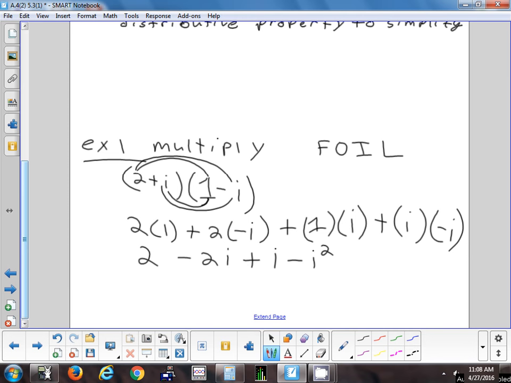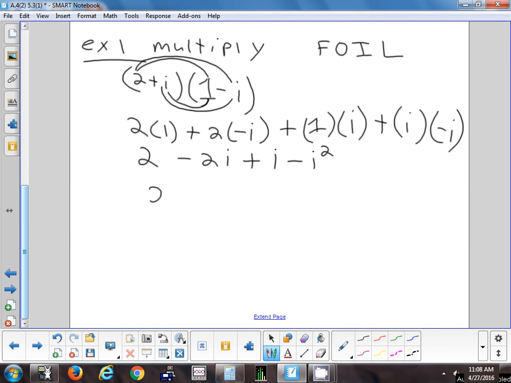So now we can simplify a little bit. We've got 2. Stephen, what's negative 2i plus i? Negative 1i. Good. So negative 2i plus 1i is negative i. And Kylie, what did we say i squared was? i squared is negative 1. Now be careful. You still have that negative in front. That's the subtraction sign. And now we have another negative from the i squared.